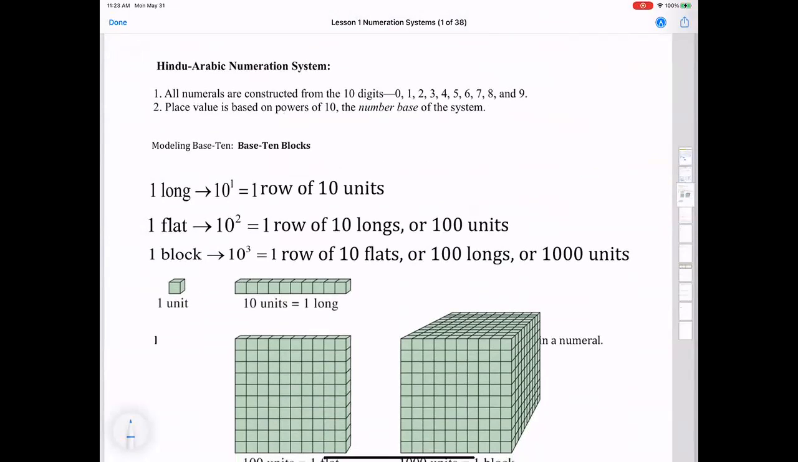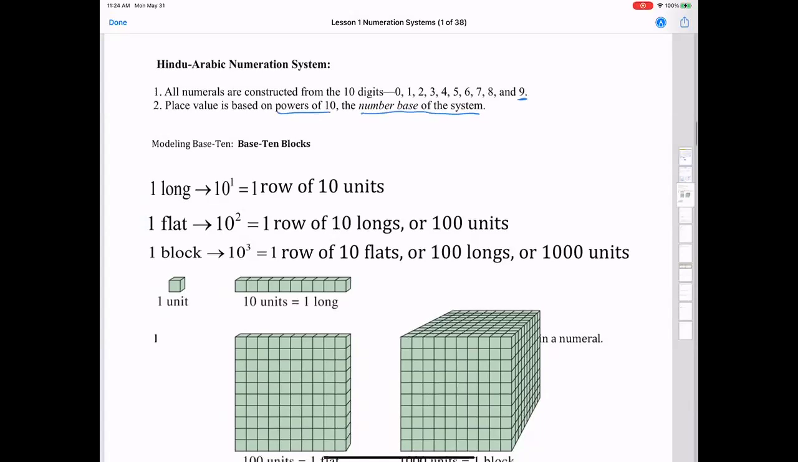In the Hindu Arabic number system, all numerals are constructed from 10 digits. We're using 0, 1, 2, 3, 4, 5, 6, 7, 8, and 9. There's only 10 symbols that we use. And like I said, this is because presumably we have 10 fingers, and that's why they use 10 symbols. Place value is based on powers of 10, the number base of the system. So 10 is the base of the system.